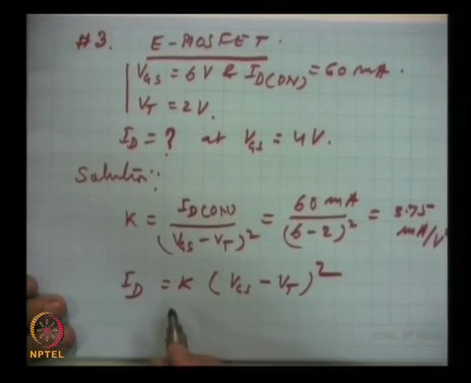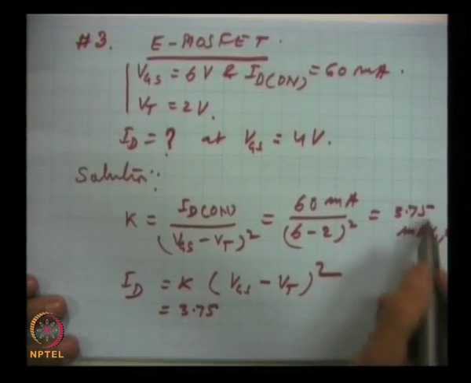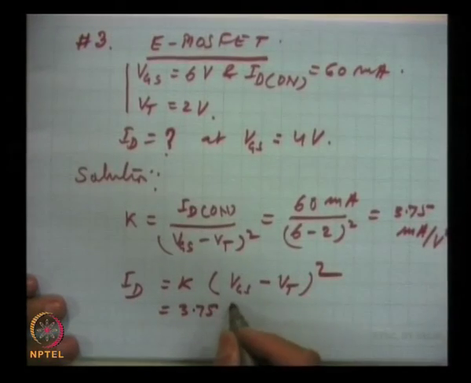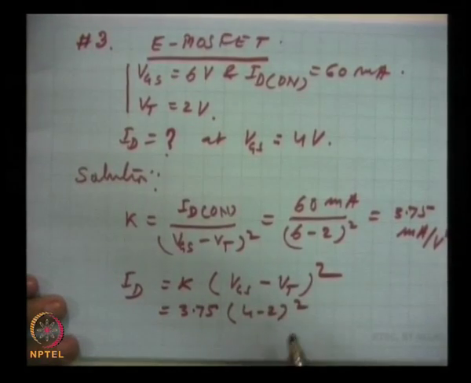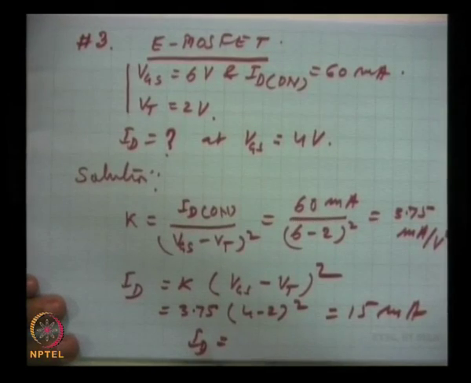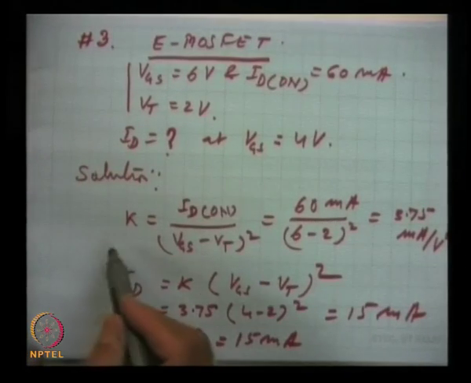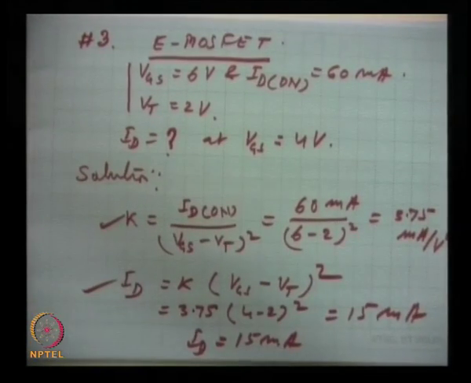When we substitute the values, this is 3.75 in milliamperes, mind it, we are putting in milliamperes, and this 4 volts minus 2 volts square, then this comes out to be 15 milliampere. So, ID is equal to 15 milliampere. This is what we were supposed to determine. So, this was the problem on E-MOSFET, and similarly it can be on D-MOSFET, and such expressions can be used there too.